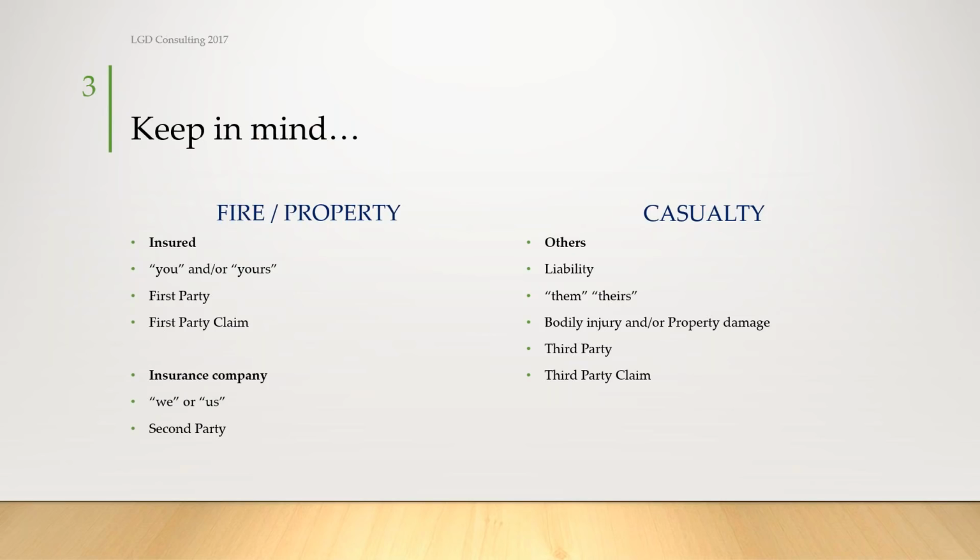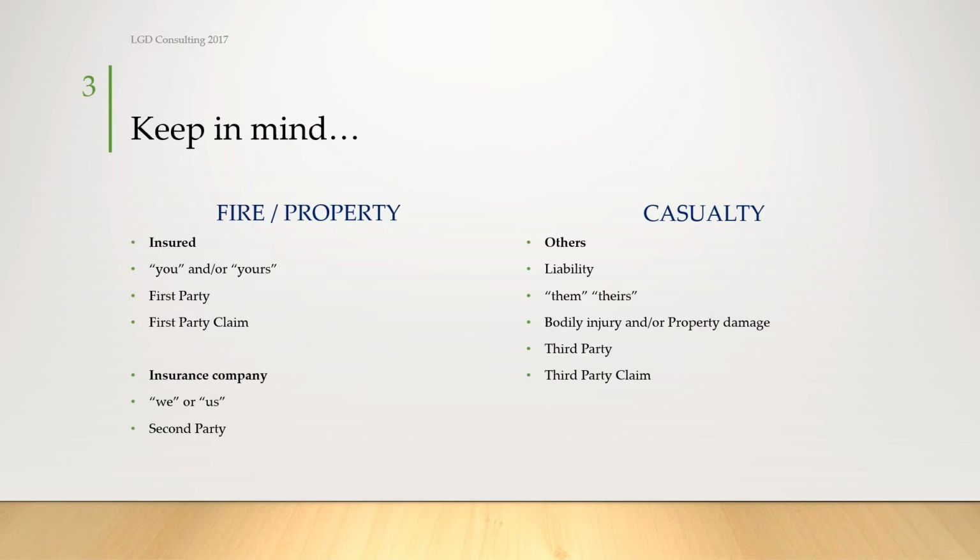Keep in mind, even though this is the Adjuster's exam, it's very similar to the property and casualty exam, and fire and property are interchangeable. Your homeowner's policy is a fire policy. Your homeowner's policy is a property policy. The test may use a fire loss versus a property loss, and it's the same thing.